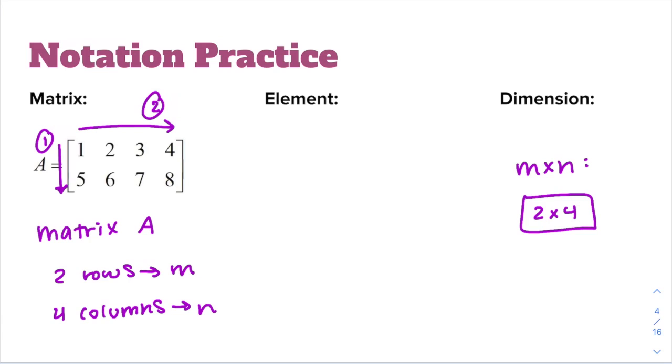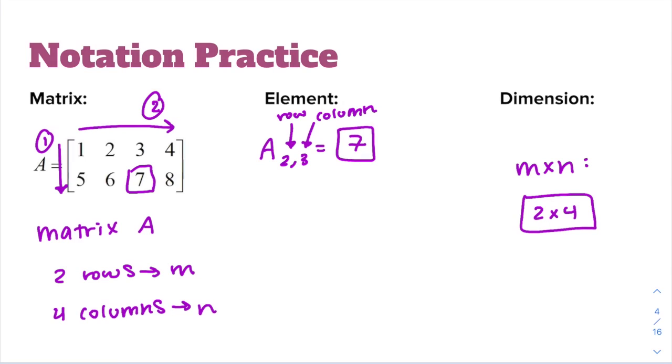I could also ask you to find elements, and the way we do that is you use the letter for the matrix, so it's matrix A, so I'd do a capital A, and then as a subscript, you would put 2 numbers, so A sub 2 comma 3. That is asking for the element in the second row in the 3rd column of matrix A. So if I go to the 2nd row, 3rd column, that element would be 7.